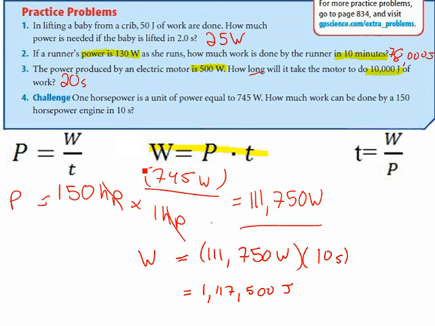And we can tell that because watts is really a joules per second, and that's going to be joules per second times seconds, right? So the joule per second times a second cancels out the seconds, and what you're left with is a joule. So that's our final answer. 1,117,500 joules.